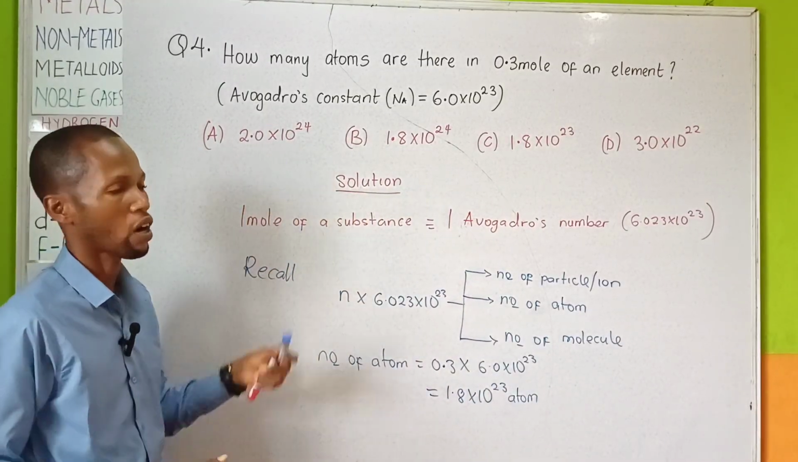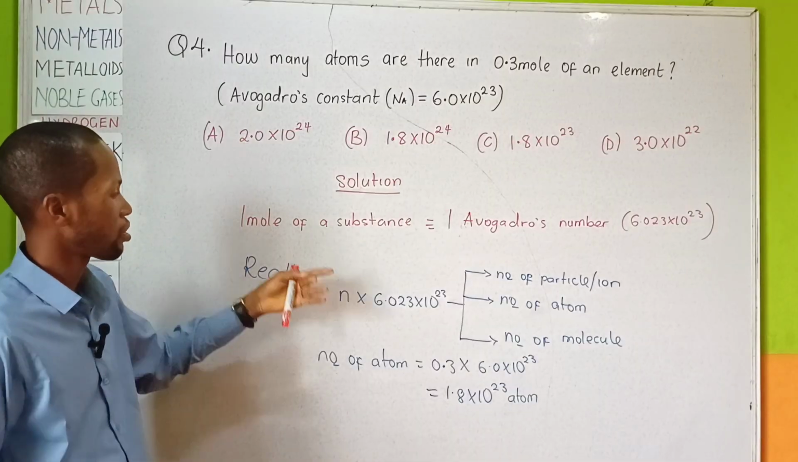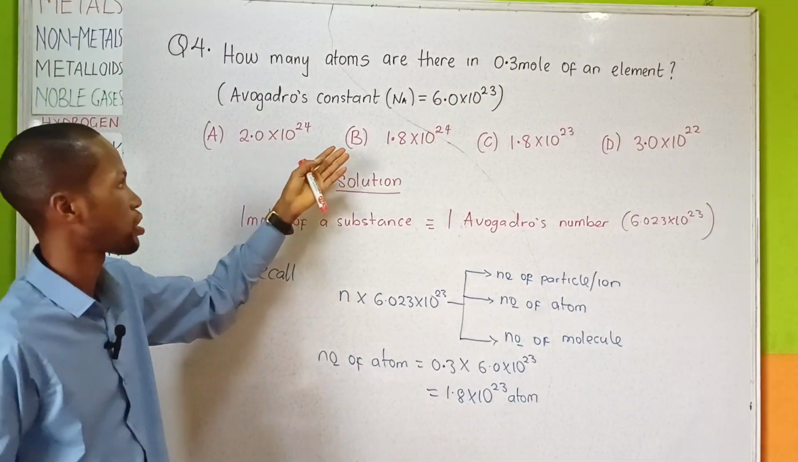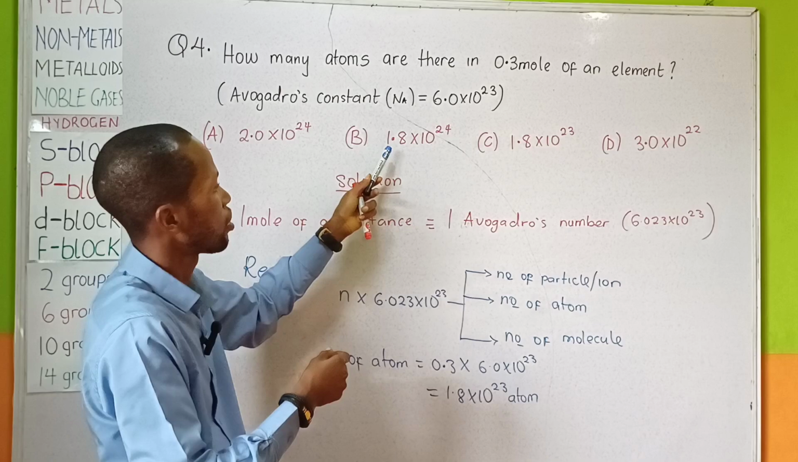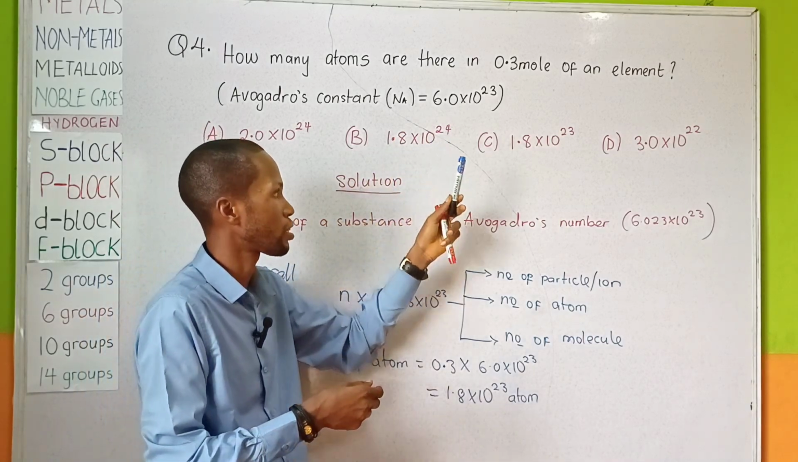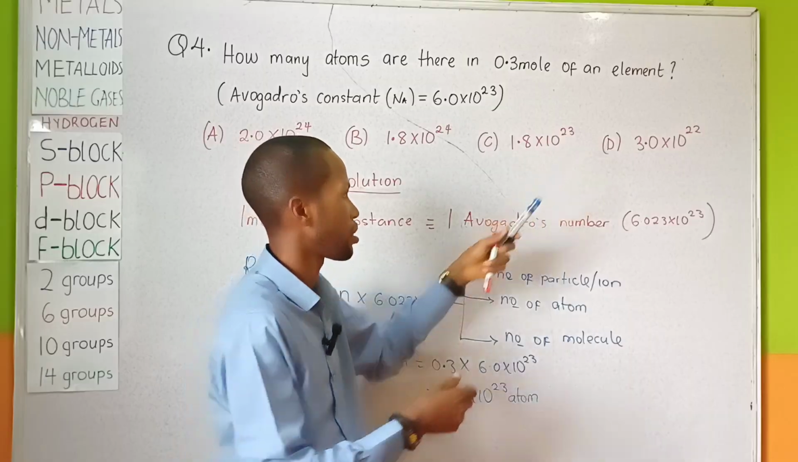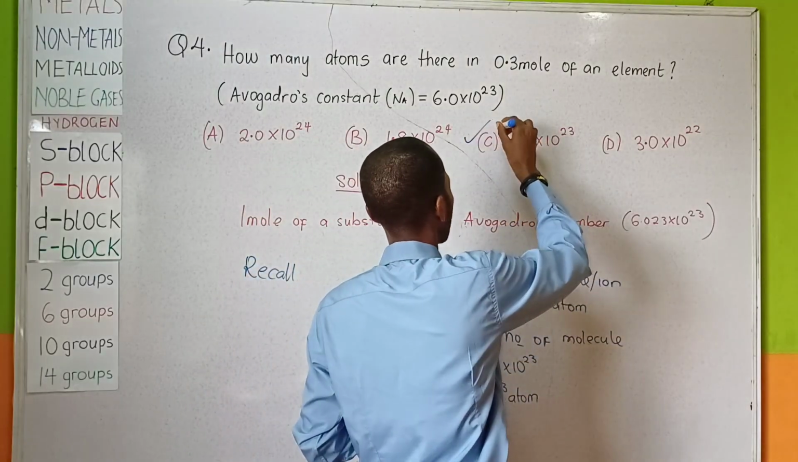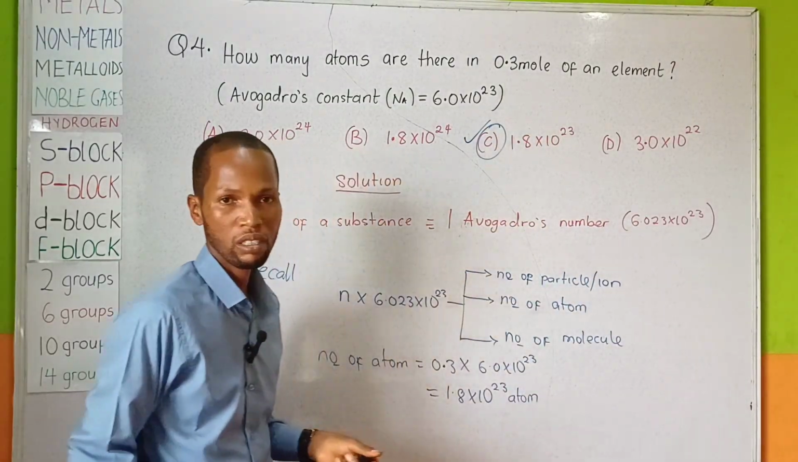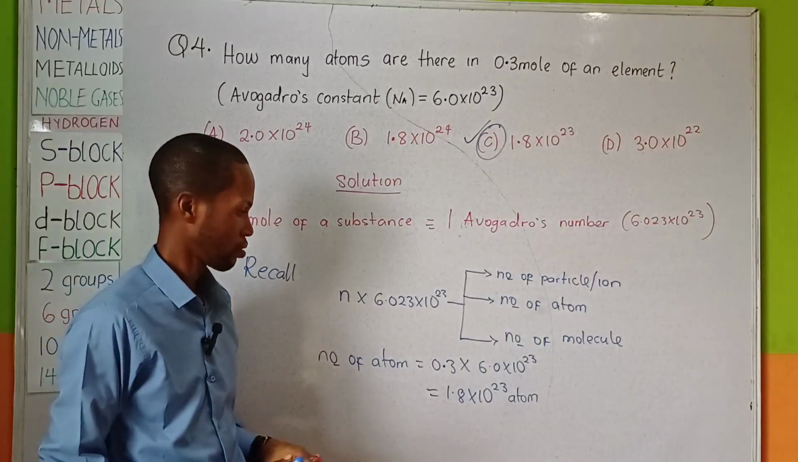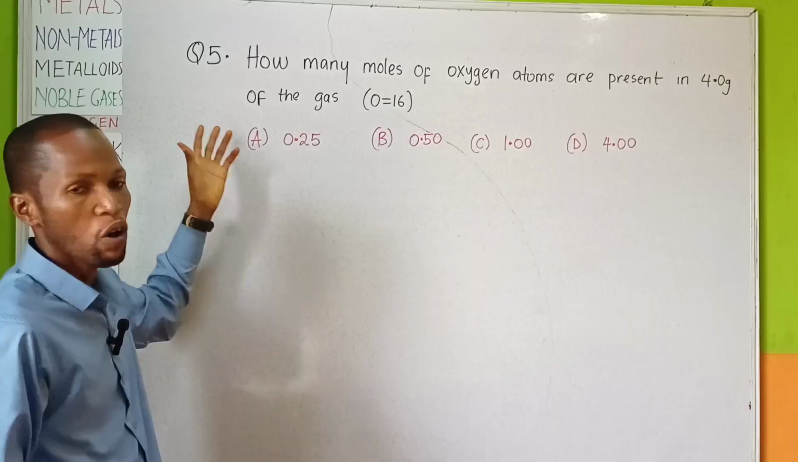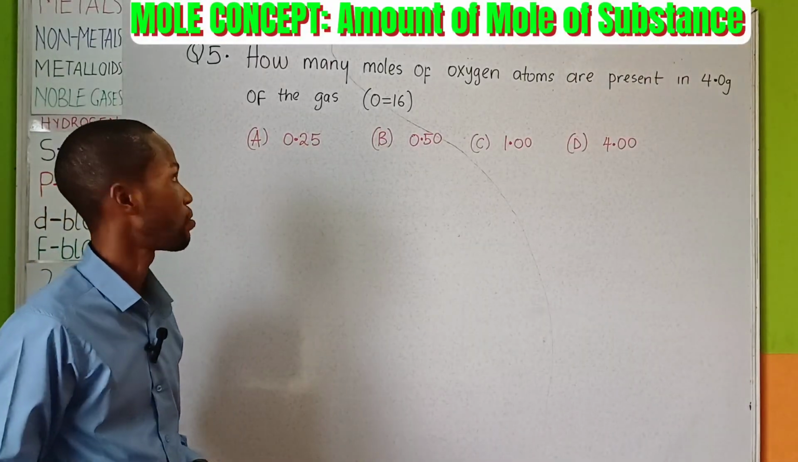So let's go back to our option. Option A, 2.0 times 10 raised to the power 24, incorrect. Option B, 1.8 times 10 raised to the power 28, incorrect. Option C, 1.8 times 10 raised to the power 23. This is the correct option. So option C is the right option for this question. Make sense? Now we are on question number 5.